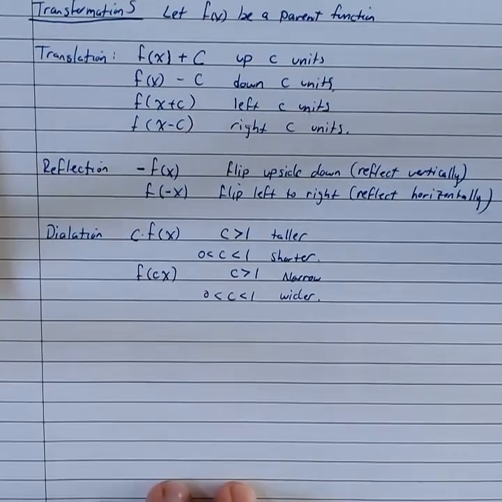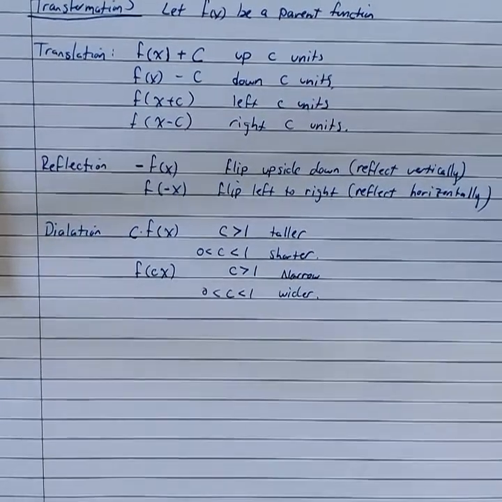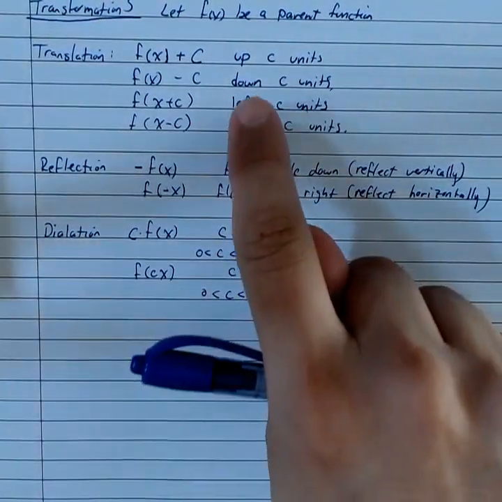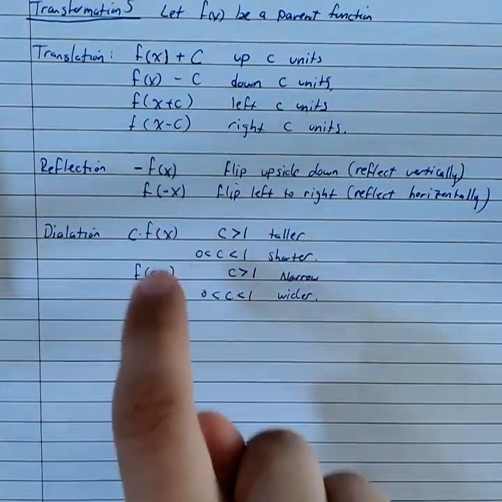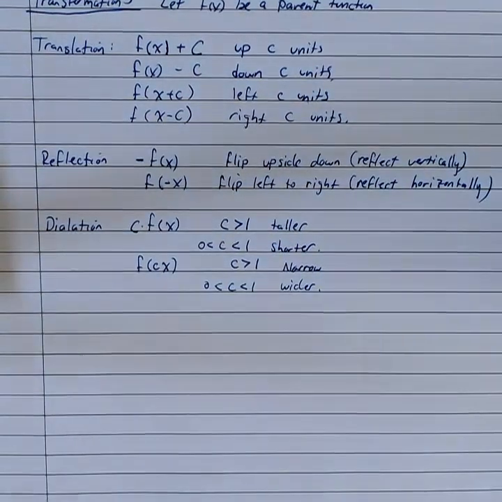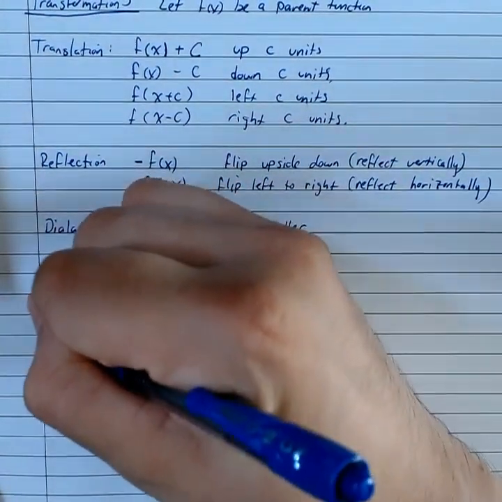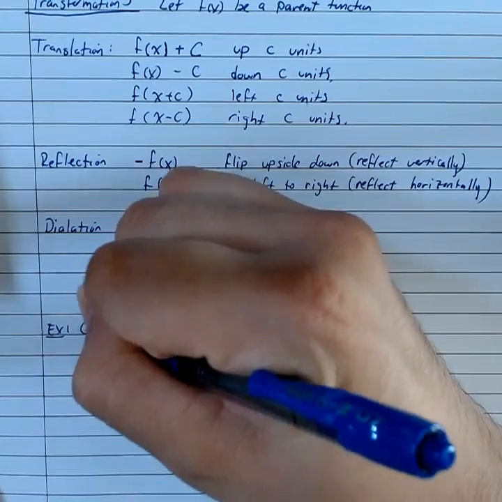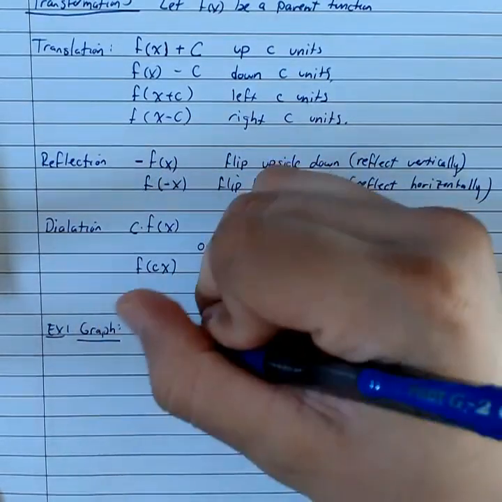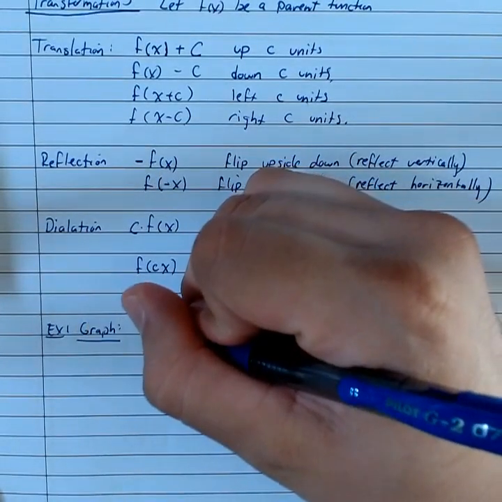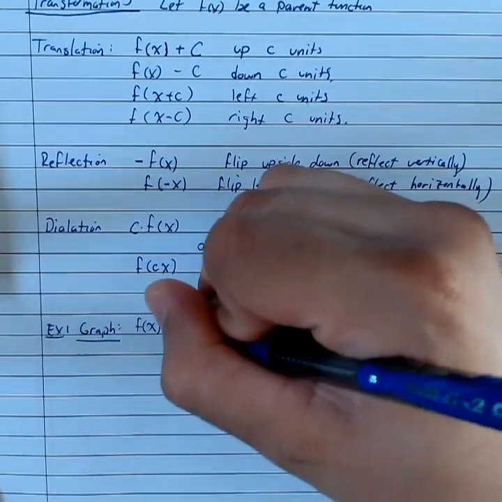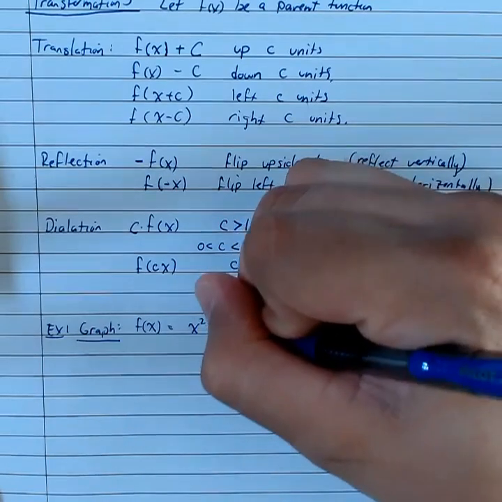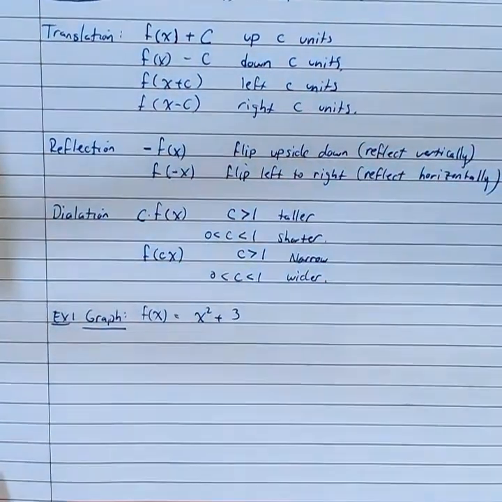So let's take a look at some examples of all of these transformations in action. First, we're going to take some examples of just individual transformations, and then we'll see some examples where several of them happen at the same time. All right, so example. Let's go ahead and graph f of x equals x squared plus 3, like this.